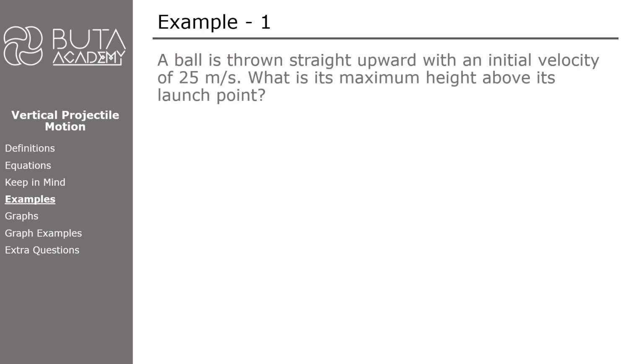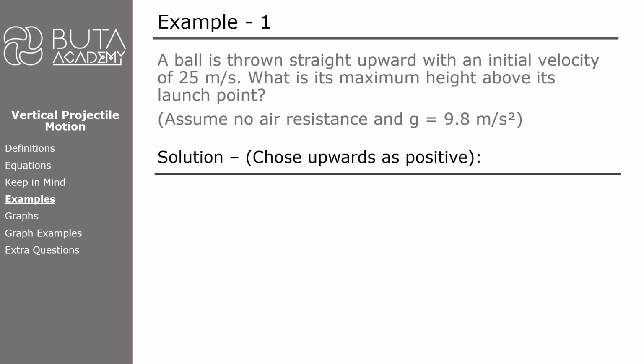A ball is thrown straight upward with an initial velocity of 25 meters per second. What is its maximum height above its launch point? As it was mentioned before, the first step in this topic is deciding the positive direction. A ball was thrown upwards, therefore we choose that direction as a positive one.